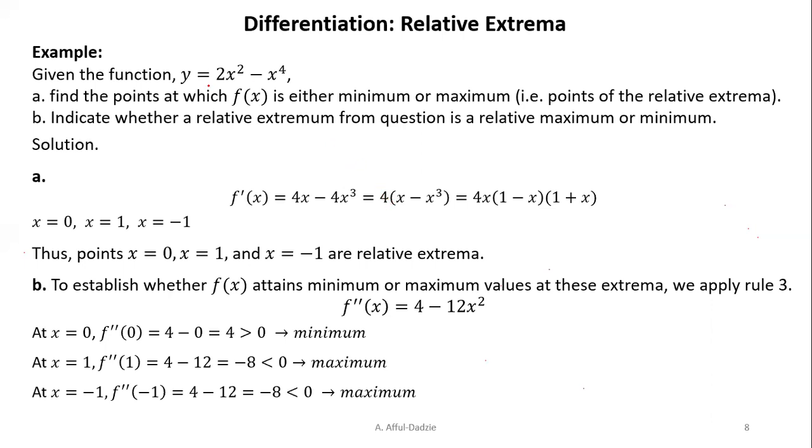We take a function, say, given the function 2x squared minus x to the 4th. Part A says find the points at which f of x is either minimum or maximum.